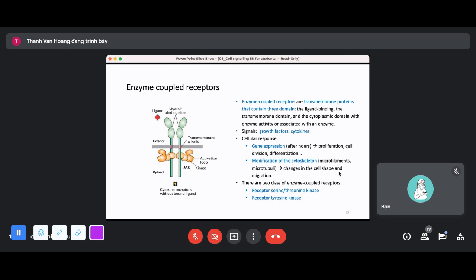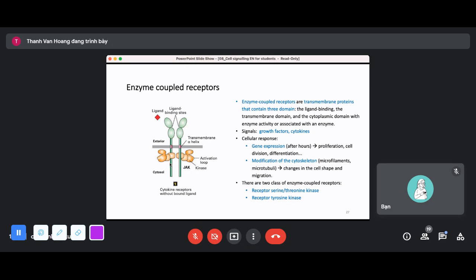So when gene expression takes place, it happens more slowly. It can take place after hours. We can observe the effect after hours or maybe overnight. While the changes in the cytoskeleton happen within minutes, so it's very quick.